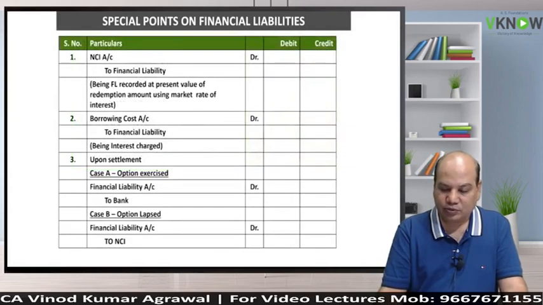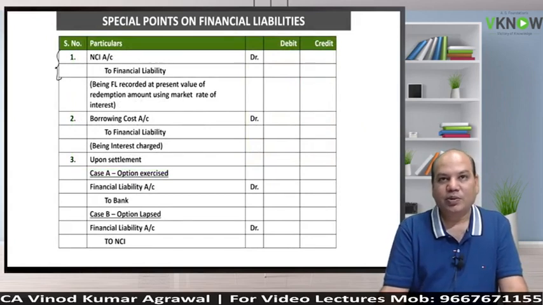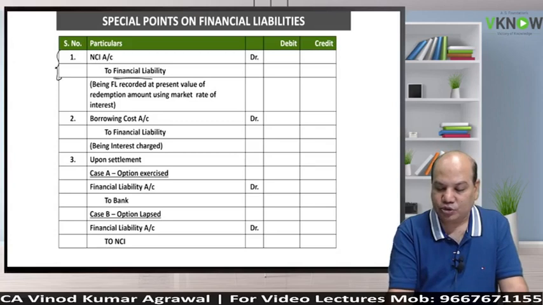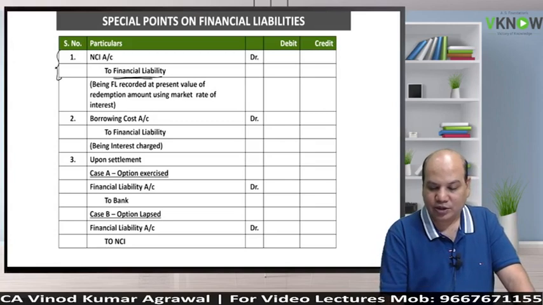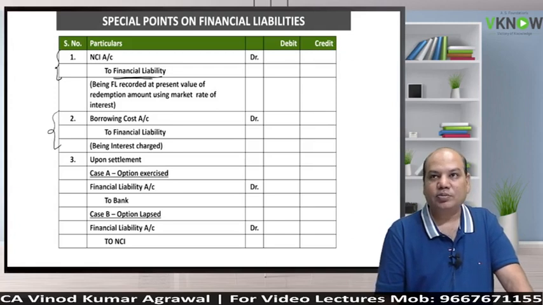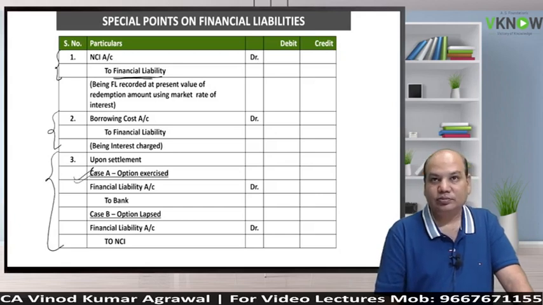Now the entry would be again like the previous para: NCI debit to financial liability, because I have promised to pay him some amount. So NCI debit to financial liability, and every year, like the previous problem, borrowing cost account debit to financial liability. And on the maturity date, two possibilities are there. NCI wants to sell his share back to the parent company. So the parent company will pay him the amount: financial liability to bank.